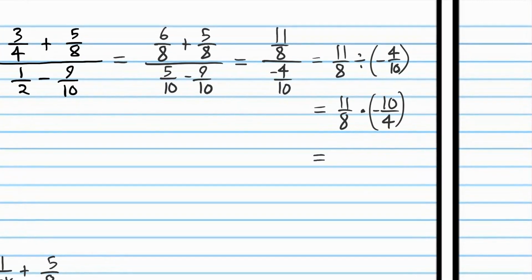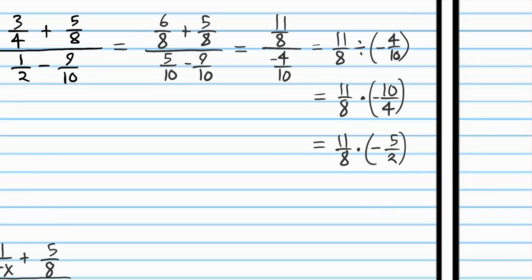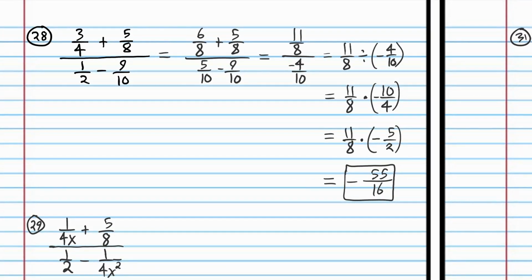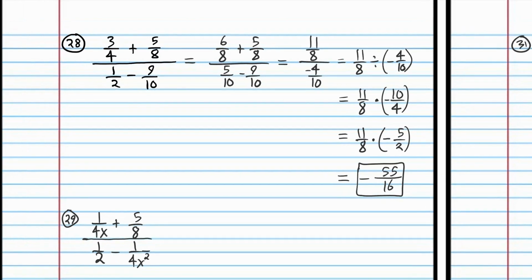And now I'm going to go ahead and reduce. So 10 over 4, that becomes 5 over 2, dividing both sides by 2 using the fundamental principle of fractions. And now we just multiply straight across. 5 times 11 is 55. 8 times 2 is 16, and you cannot reduce that. And a positive times a negative is a negative. So if you got that answer, good job.